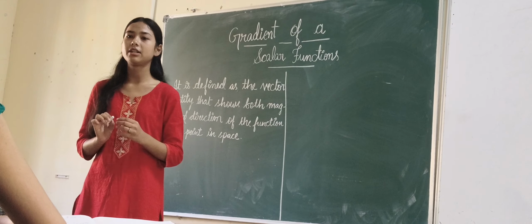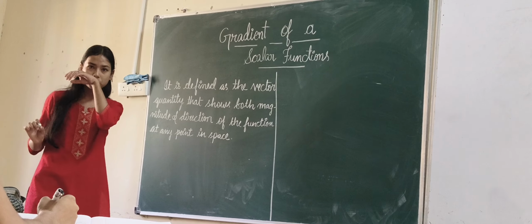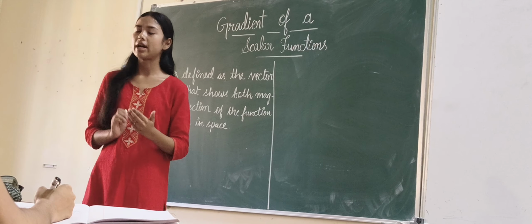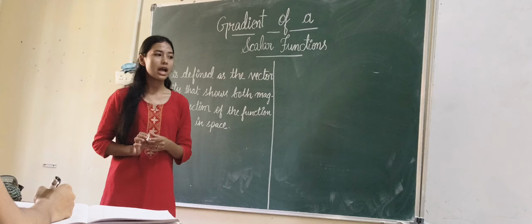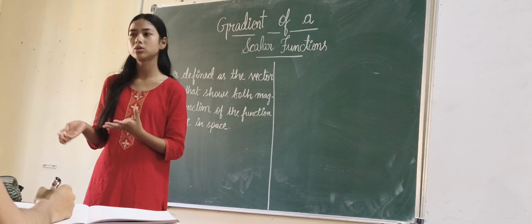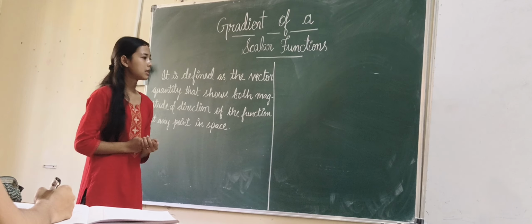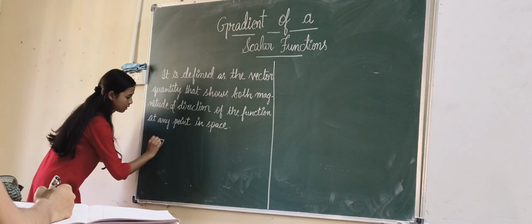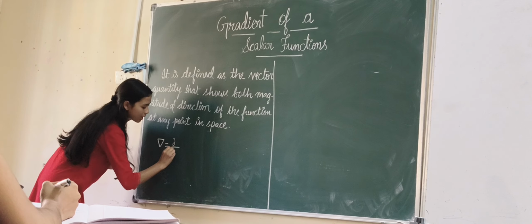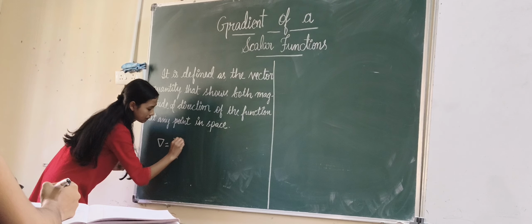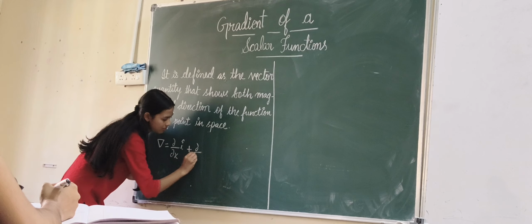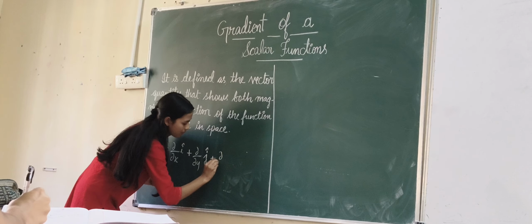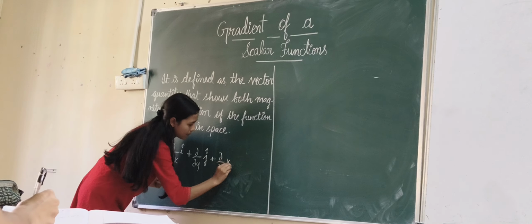The gradient is defined using a del operator. So first we'll talk about what the del operator is. Del operator is a vector differential operator, and we can also call it nabla, and it is given as del equals partial by partial x i cap plus partial by partial y j cap plus partial by partial z k cap.